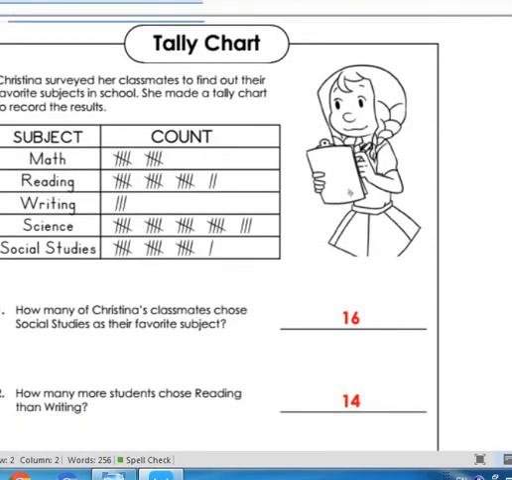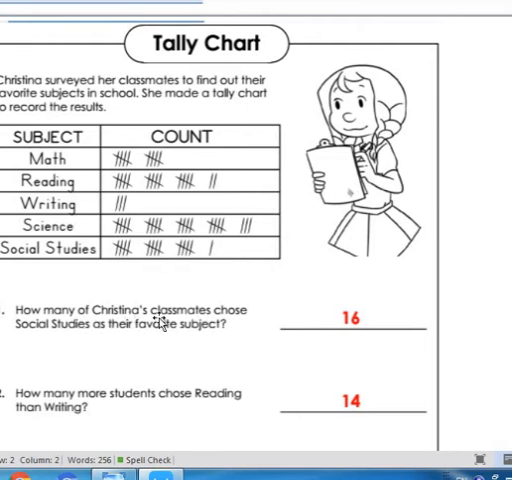Okay, the tally chart. Do you remember the tally chart? Okay, it's very easy. Christina surveyed her classmates to find out their favorite subjects in school. She made the tally chart to record results. I have here math. Okay, what's the tally chart? Can you remember? Yes, 1, 2, 3, 4, and the crossing line, this is the 5th. So this package is 5. Here 5 and 5, 10. Here 5, 10, 15, then 16, 17. For writing I have 3. For science 5, 10, 15, 20, 23. Here 5, 10, 15, 16.